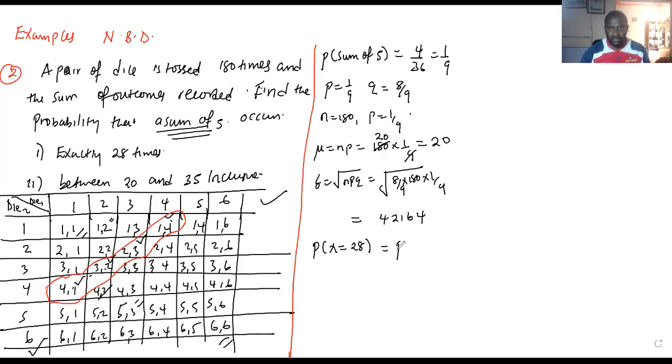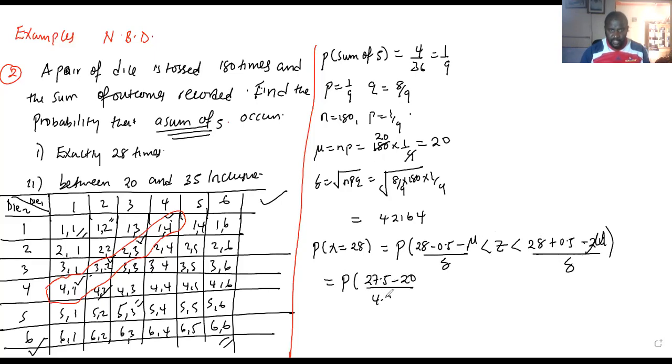If it is exactly 28, it's the same as the probability of (28 minus 0.5 minus the mean mu) out of sigma is less than Z, less than (28 plus 0.5 minus the mean mu) out of sigma. So when you substitute, we shall have the probability of (27.5 minus 20) out of 4.2164 is less than Z is less than (28.5 minus 20) out of 4.2164. What values do we get?